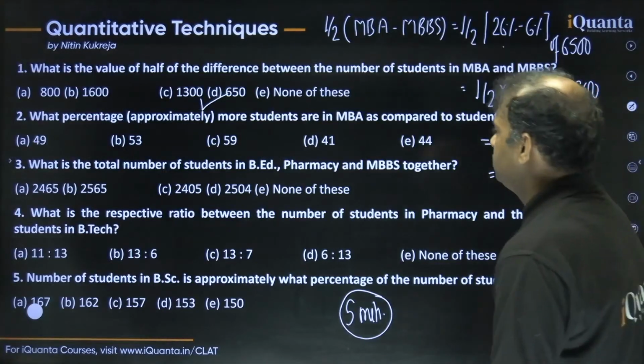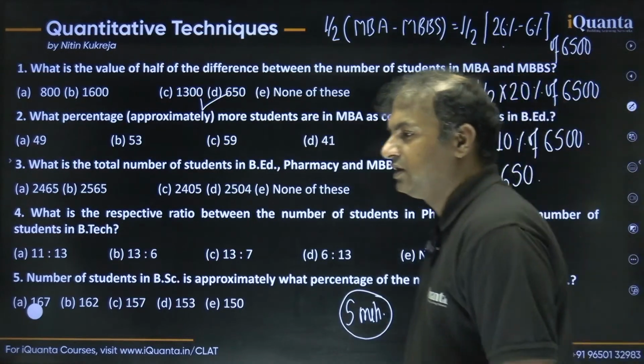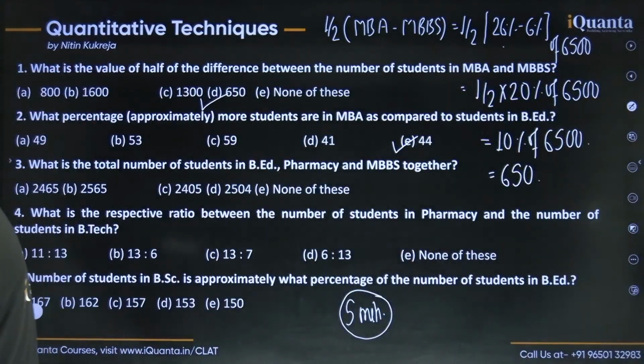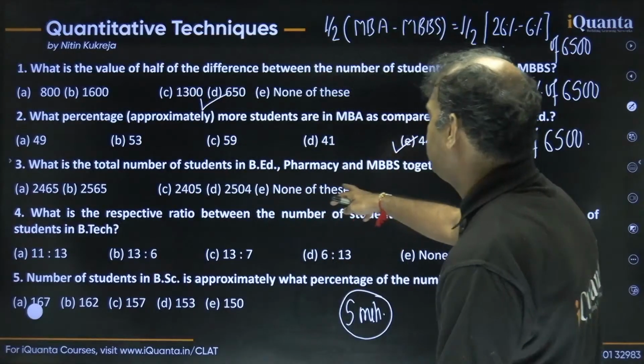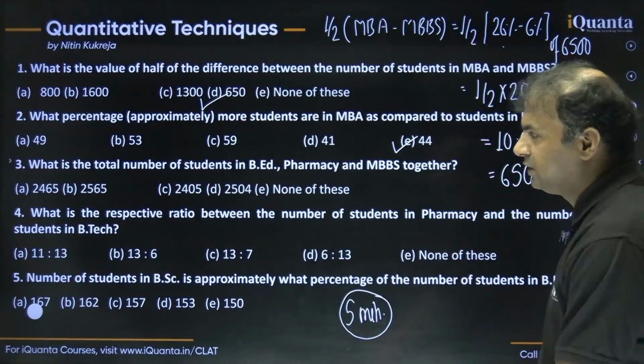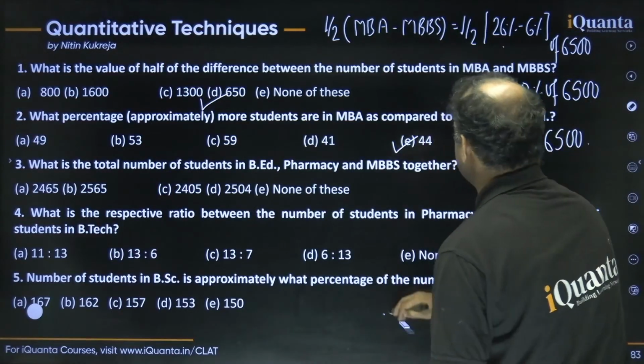Let's see which option is the best. Last option is the best over here. I'm sure all of you understand that, right? Okay, let's try the next problem. It's saying: what is the total number of students in B.Ed, Pharmacy and MBBS together? Easy question, guys, right? We just need to find the total students in these 3 categories.